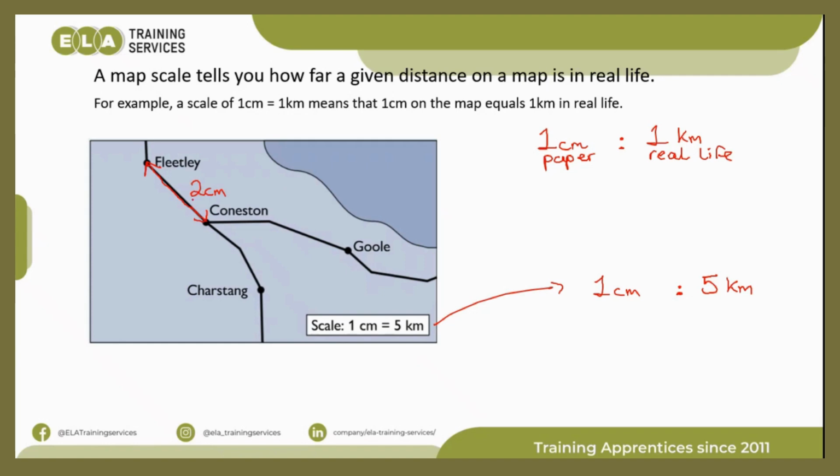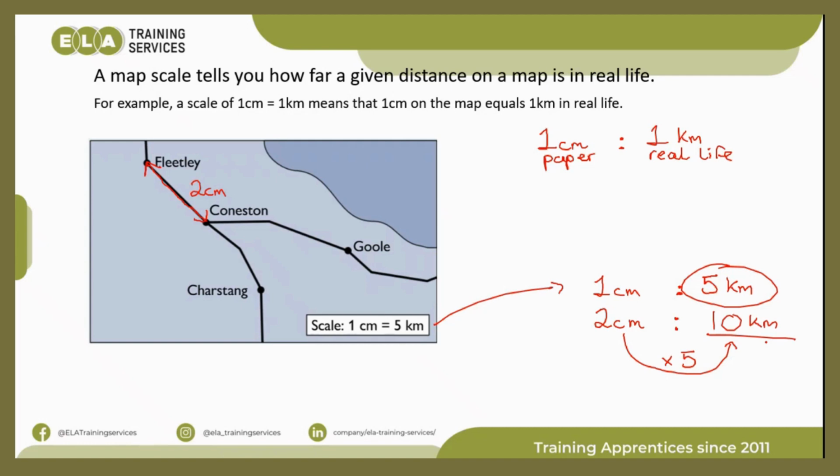Easiest way to do it, put your 2 centimetres underneath your 2 centimetre measurement. And because you're going from paper to real life, you're going to multiply, and you're going to multiply always by this number. So 2 centimetres times 5 is 10 kilometres. And that's how we get our real life measurement.